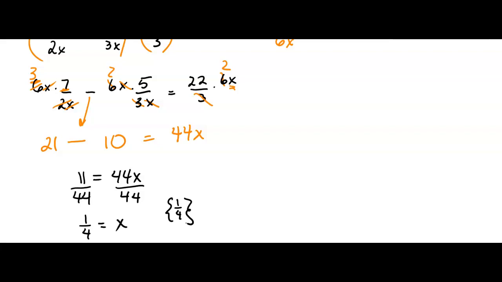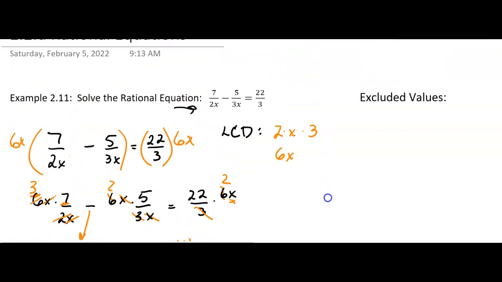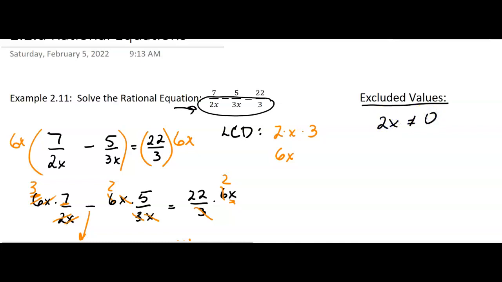Now you probably noticed in this video up at the top, I had some words, excluded values. Well, here's the thing. When you have a rational equation and you have rational expressions, if there's a variable in the denominator, you have to make sure that the denominator never equals 0, okay? So I cannot let 2x equal 0. I can't let 3x equal 0. And the 3, well, that's not going to be 0, so I don't have to worry about that.